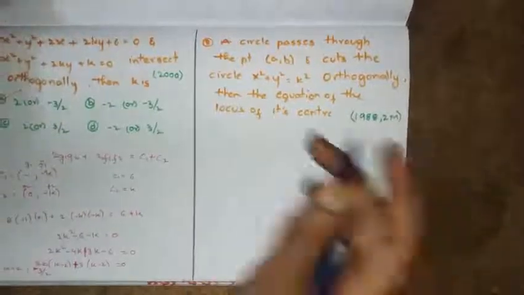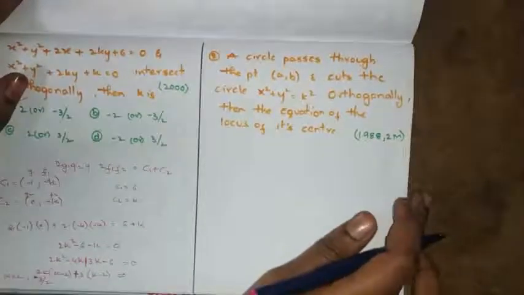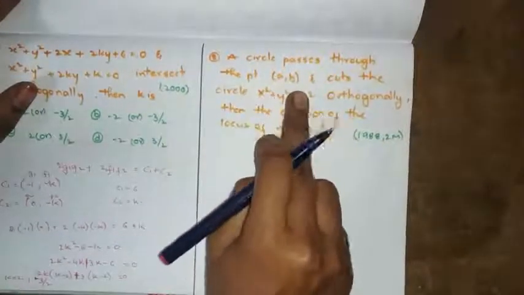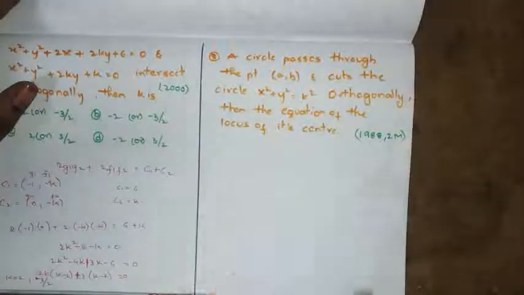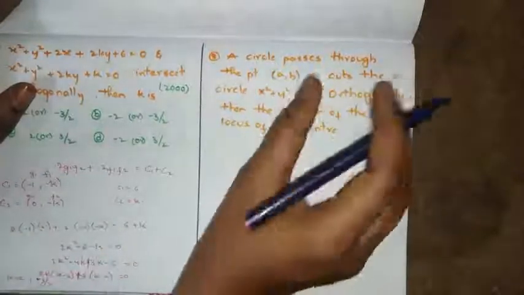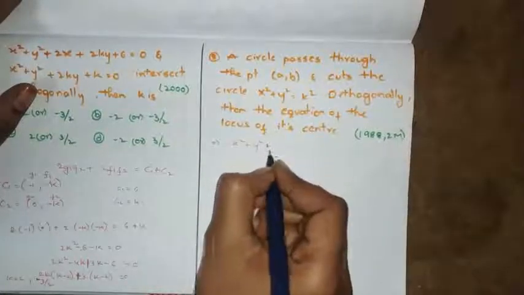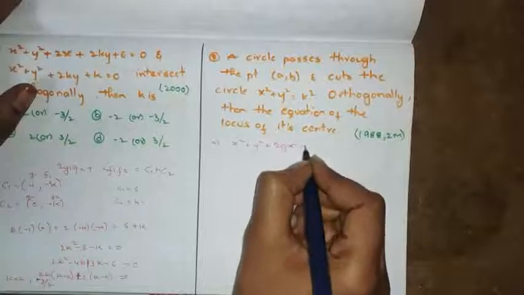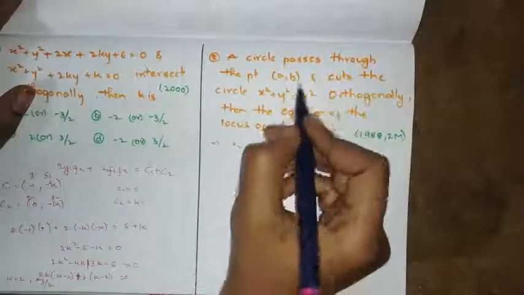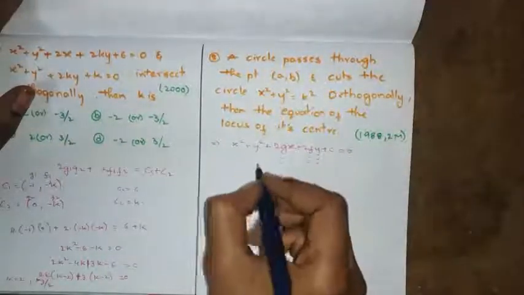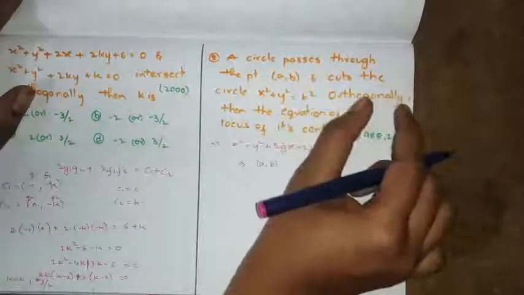This is a 2000 IIT question and this is a 1988 IIT question. A circle passes through the point A, B and cuts the circle x square plus y square orthogonally. Find the equation of the locus of its center. Let the equation of the circle be x square plus y square plus 2gx plus 2fy plus c is equal to 0. It is given that the circle passes through the point A, B and is orthogonal to this circle.